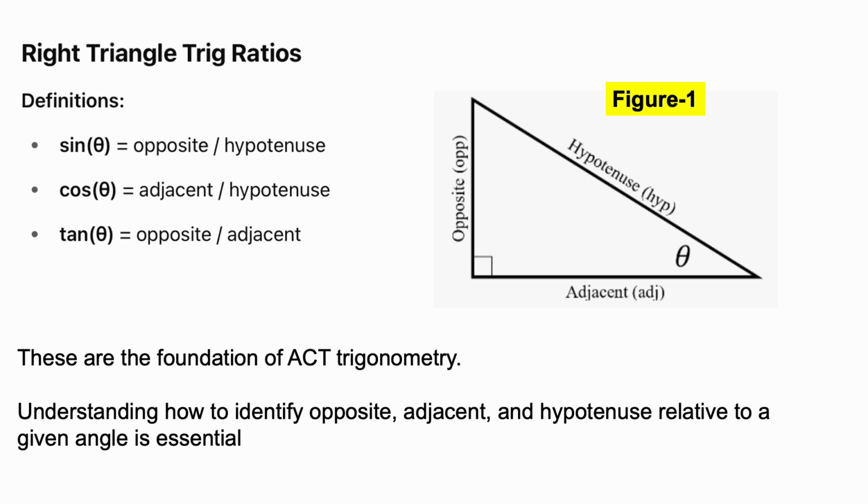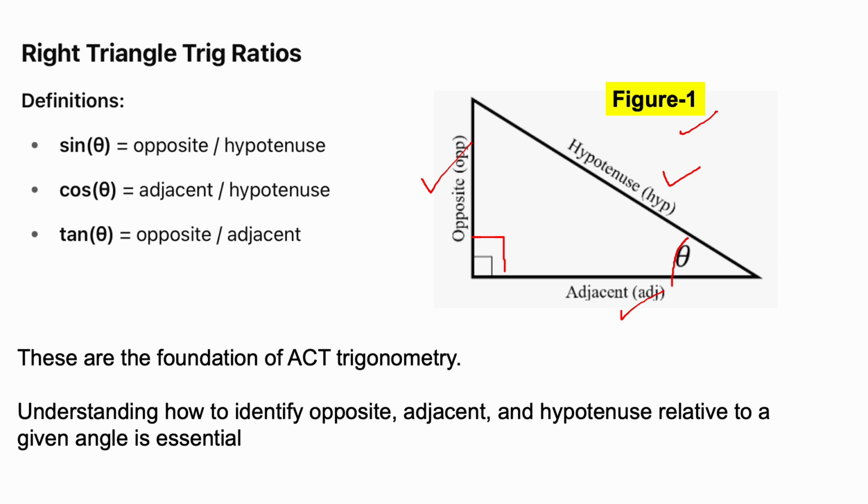Let us start with some trig ratios for a right triangle as shown in figure 1 here. In this triangle, angle theta is one of the acute angles. The opposite side is directly across from theta. The adjacent side is next to theta, and the hypotenuse is the longest side, opposite to the right angle. This is the right angle, and the hypotenuse is opposite to this 90-degree angle.